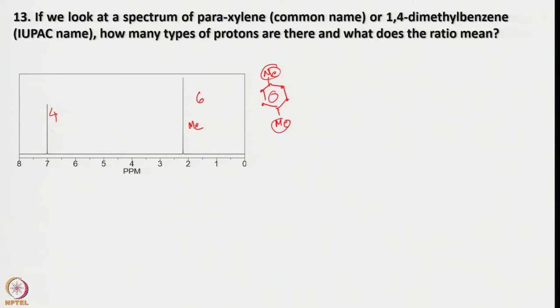It is interesting now: how many different types of carbon atoms are there in this molecule? This is one, both are one type, and this is two, this is three, this is four.